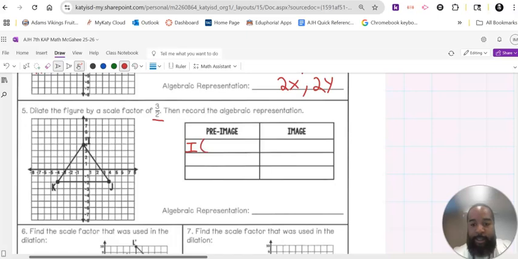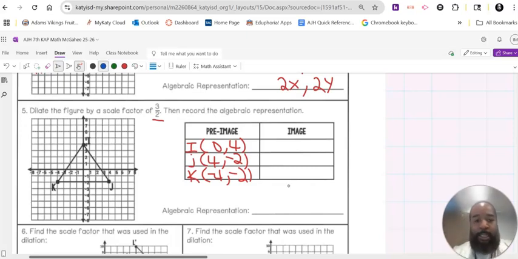Side I is 0 comma 4. Okay, side J is 4 comma negative 2. Side K is negative 4 comma negative 2. Okay, and then we're going to apply a scale factor of 3 over 2.